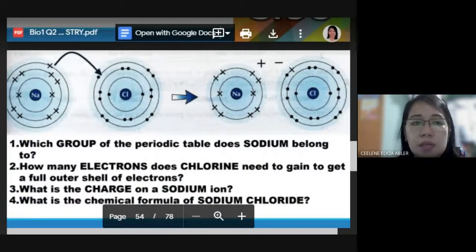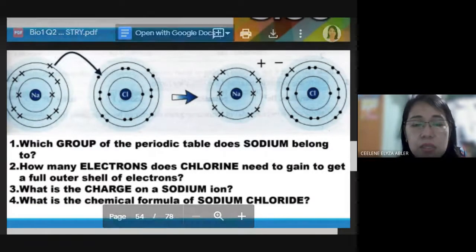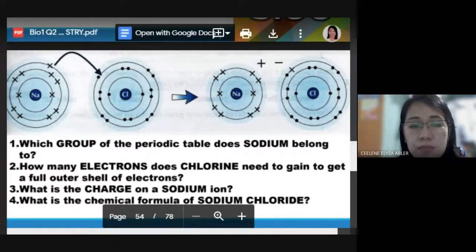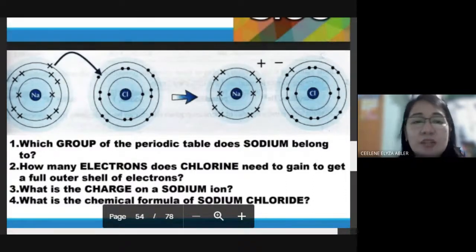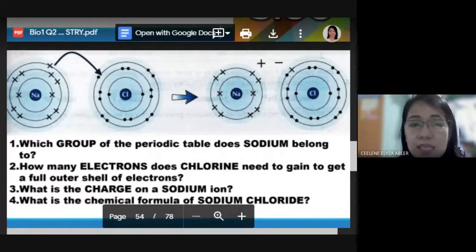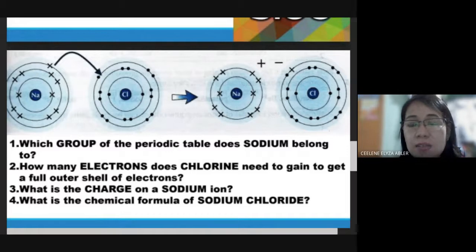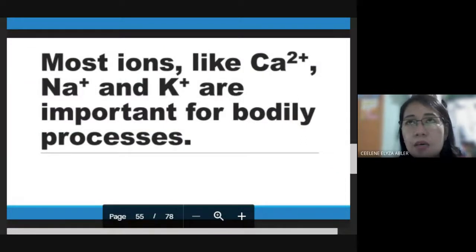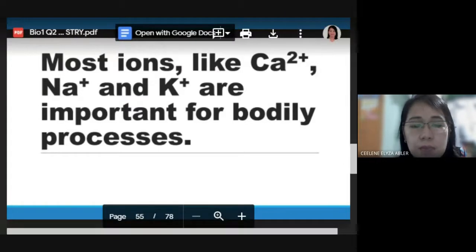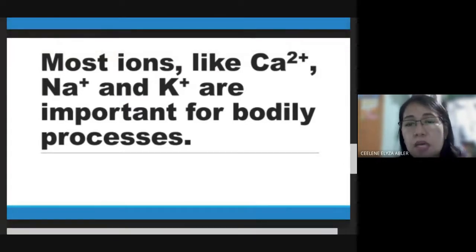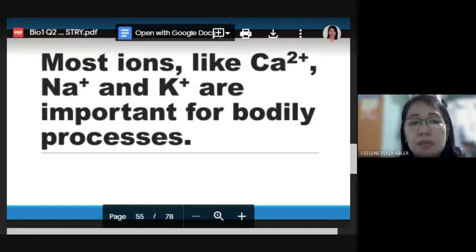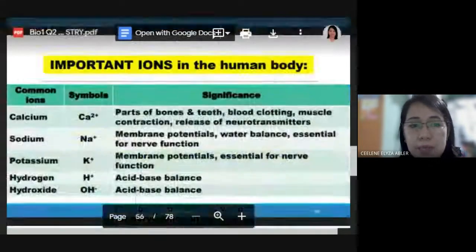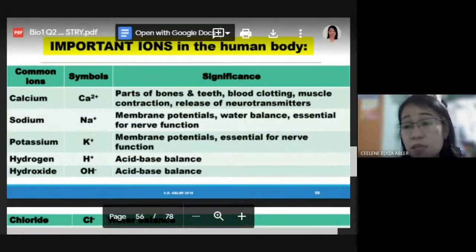Alright, so ito yung nangyayari sa kanilang dalawa. So you have here an example. You can have these questions as your guide to understand the bonding nilang dalawa. So, yan ang nangyayari through bonding sa ionic natin na bonding. Alright? Ionic or covalent bonds, yung polar covalent. Most ions like your calcium, your sodium, and potassium are very important for bodily processes. So ito yung mga examples natin, yung na-mention ko kanina.